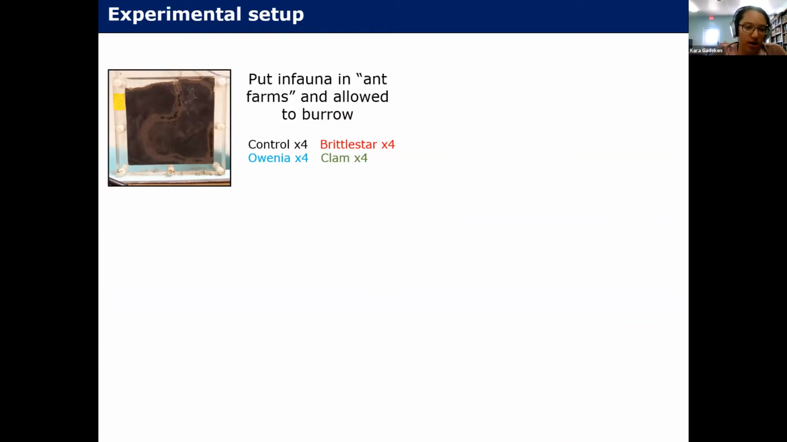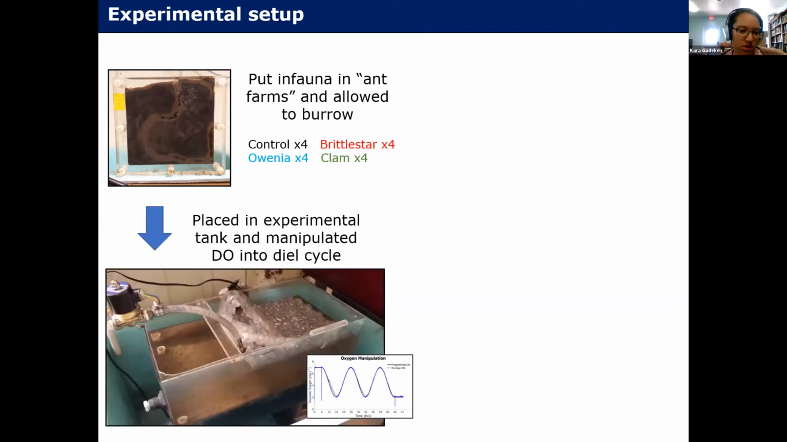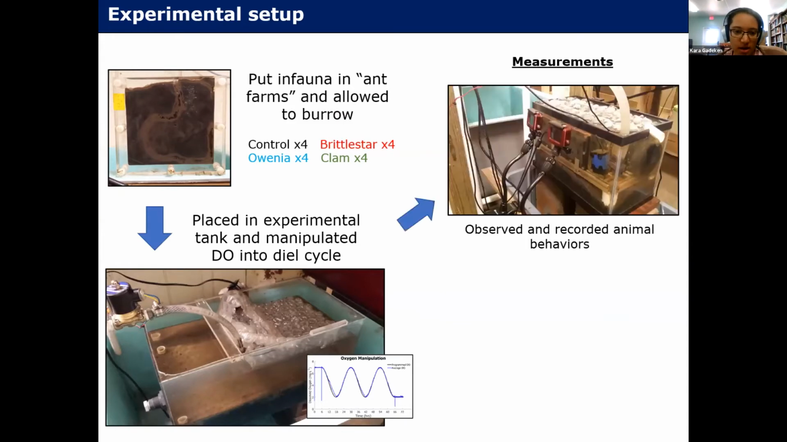So for the actual experiment, I put these critters into what I'm going to call ant farms, which are just thin aquaria filled with sediment, and allowed them to burrow. And then I placed those into the experimental tank and then manipulated the dissolved oxygen into the Diel cycle. And then I observed and recorded the animal behaviors. Here I have set up a few GoPros staring through the side of the tank to produce those videos that you just saw, all throughout the trial of the Diel cycle pattern.